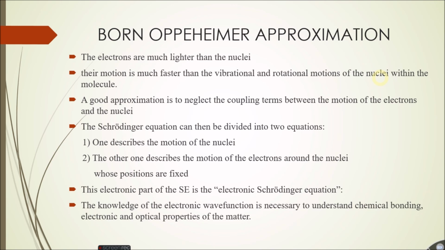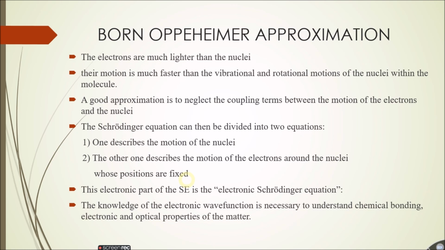This is one sort of good approximation they have done. What they have done is they just divided the Schrodinger equation into two equations, divided into two components. One describes the motion of the nuclei and the other describes the motion of the electrons around the nuclei whose positions are fixed. So one, describing the motion of the nuclei, you call a nuclear wave function, and the other, describing the motion of the electron, is called the electronic wave function. So we have two kinds of wave function over here.